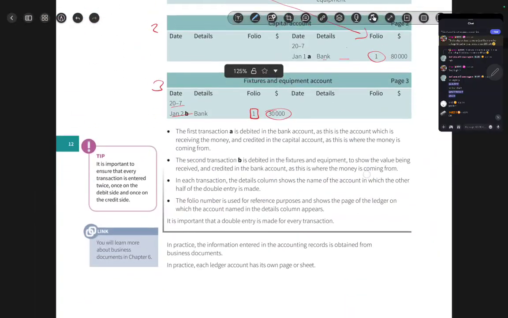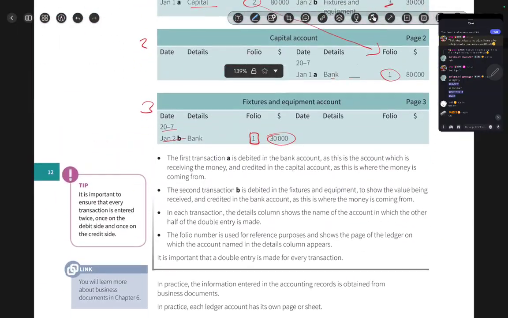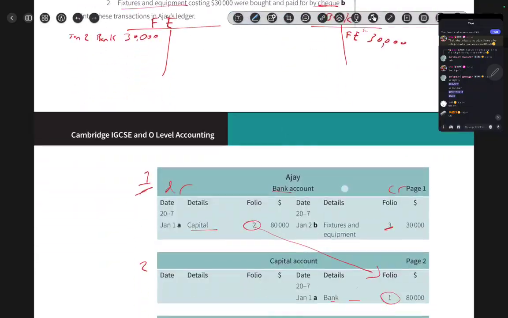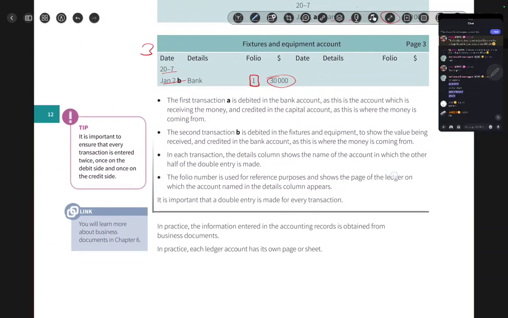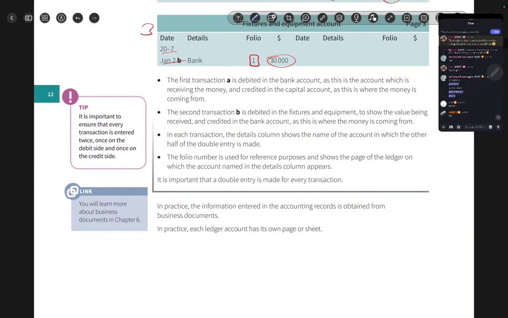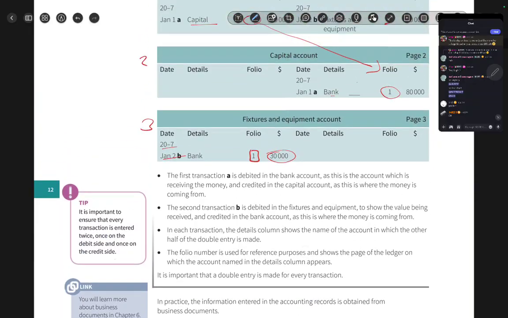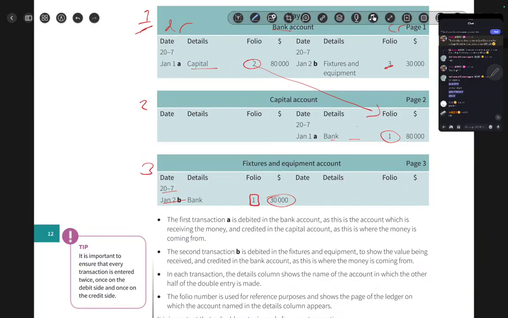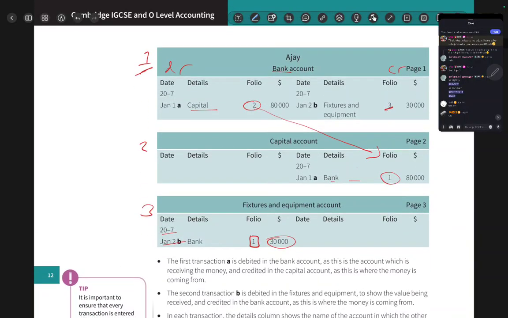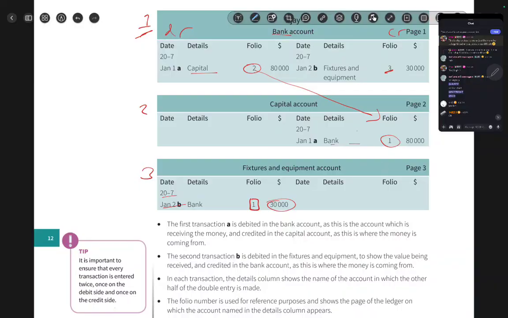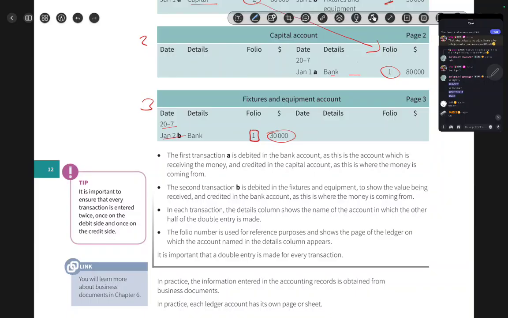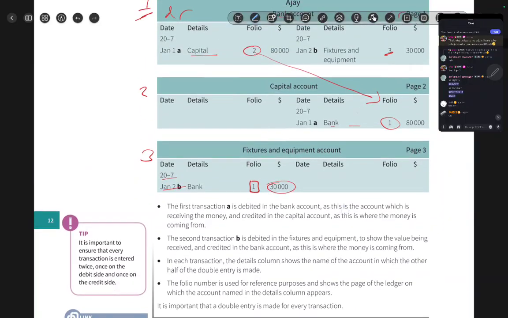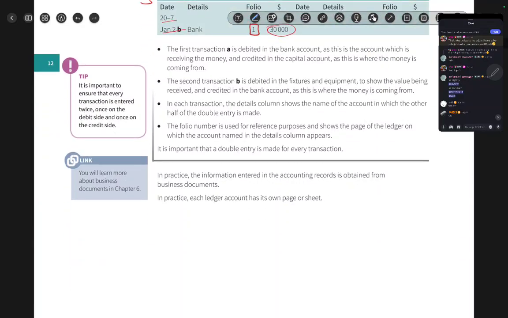Okay, moving on. This is the explanation of this example here, and I explained it, so I guess everybody understands it. It's important to ensure that every transaction is entered twice, once on the debit side and once on the credit side. Because if you don't do this, in the end, when you're making your financial statements, your balance sheet or income statement, you won't have proper balances. And the benefits of double entry, none of them will be there because you're not doing double entry at all.